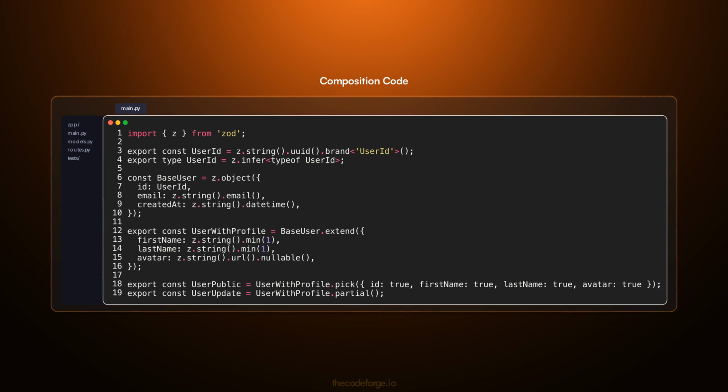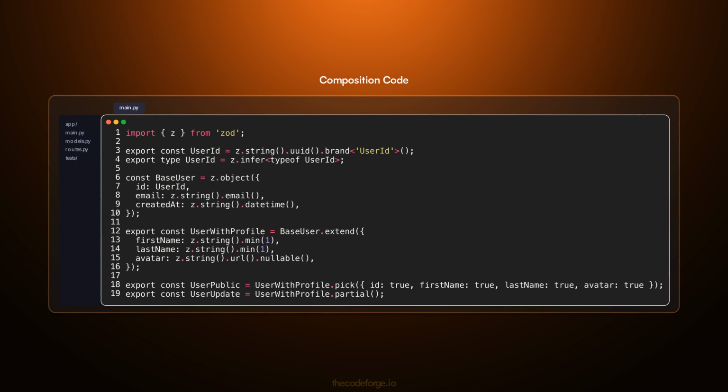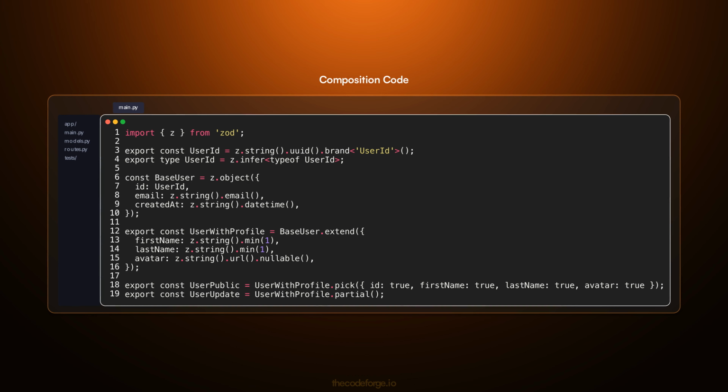We define a branded UserId type, a base user, then extend it for profile, pick for public API, and partial for patch updates. This eliminates duplication and keeps schemas consistent.